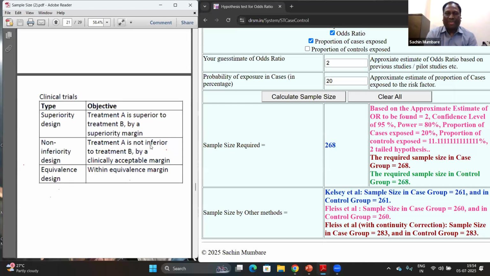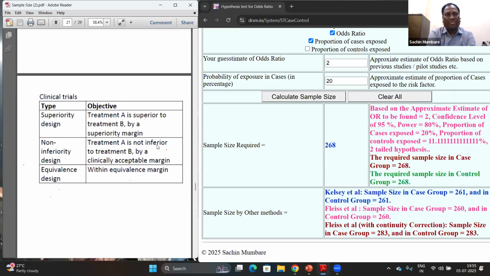Now, we have seen the sample size required for descriptive studies where we are estimating something, and analytical studies where we are comparing two groups or more than two groups with each other. And now we'll see how to calculate the sample size for clinical trials. Clinical trials can be of three types. It can be superiority design, non-inferiority design, or equivalence design.